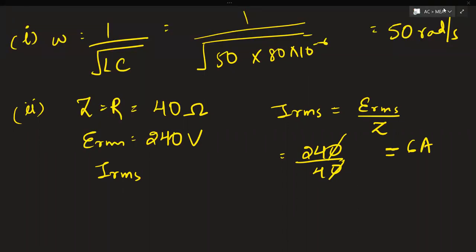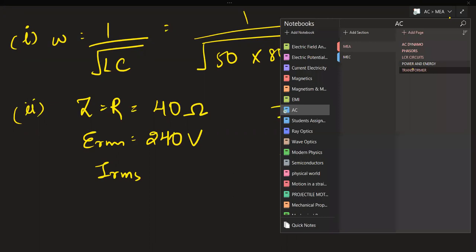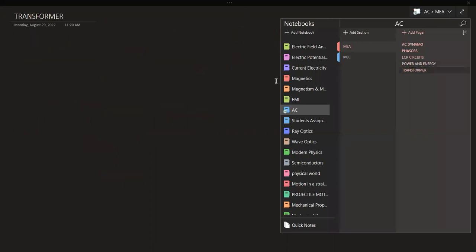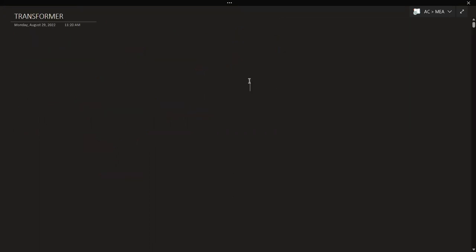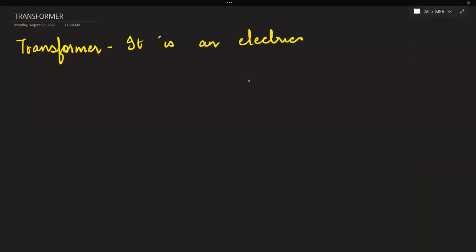See class, let's start with transformers now. I hope you've written this part. Now transformers are what? Transformers are basically electrical devices. I'll write down the definition as well. So transformer, it is an electrical device.